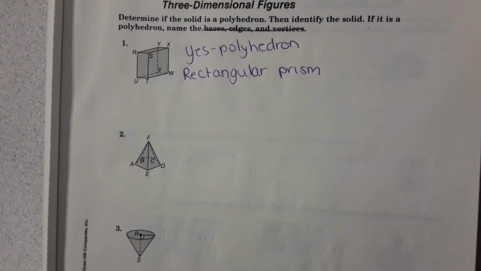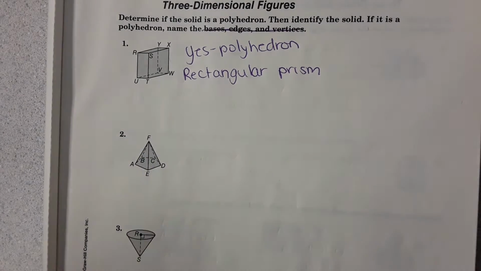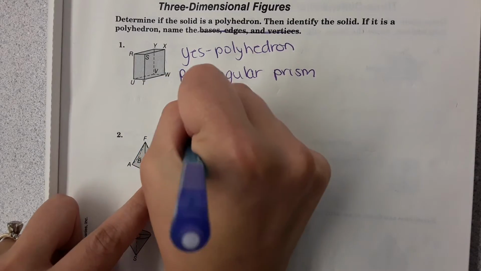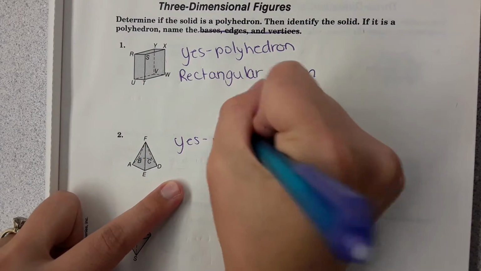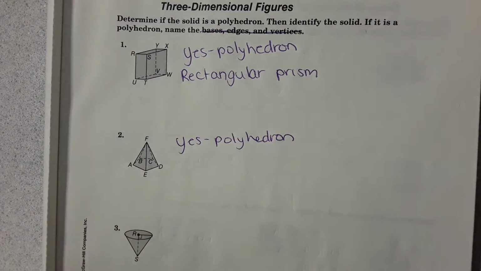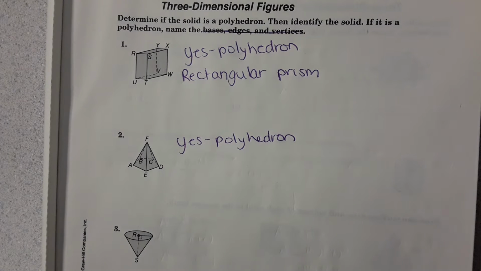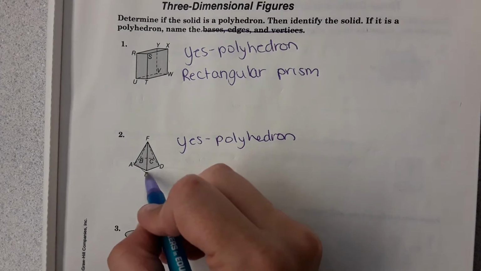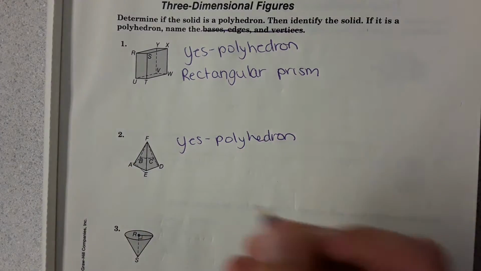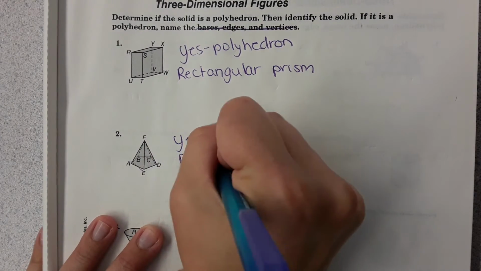Next one, number 2. Again, all straight edges, flat surfaces. Yes, it's a polyhedron. You look at that and you think pyramid, and it is a pyramid. More specifically, it has a pentagon for the base, so it's a pentagonal pyramid.